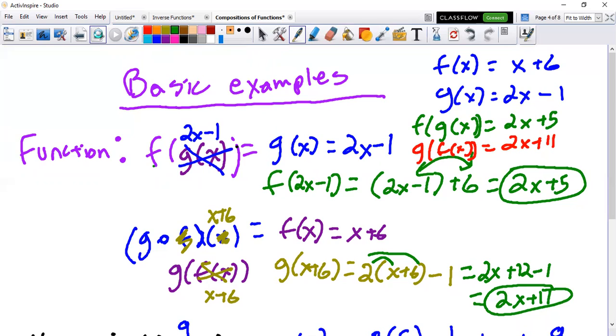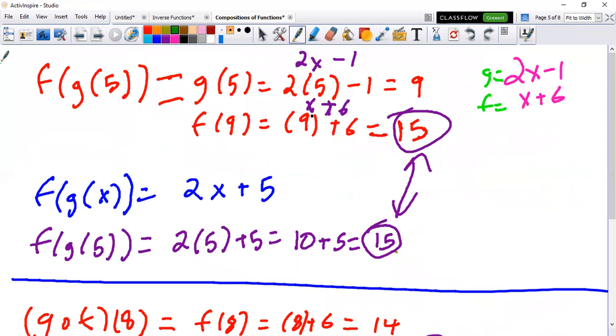All right, so tying those together real quick. If it'll go. Active Inspire is so slow when you're sharing it with Zoom.